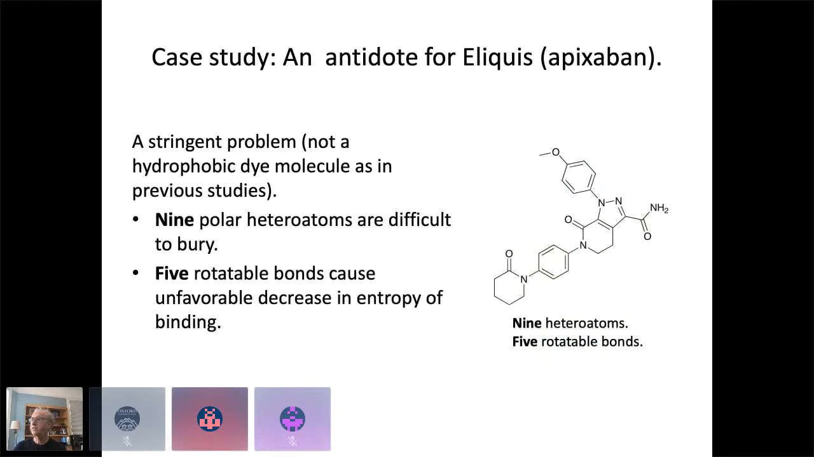And it is a stringent case. We have a total of 9 polar heteroatoms. We have 5 rotatable bonds, which cause an unfavorable decrease in entropy upon binding. So we're at the edge of Lipinski's rules.